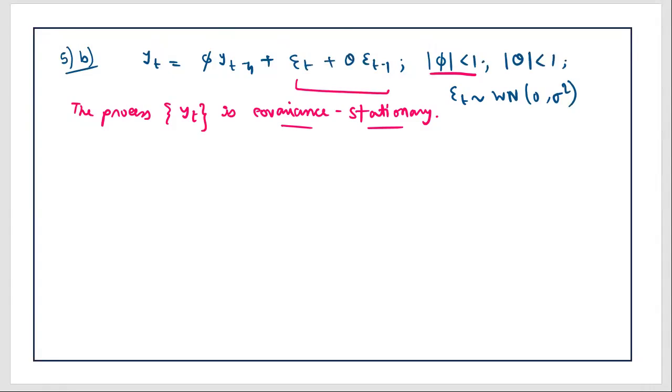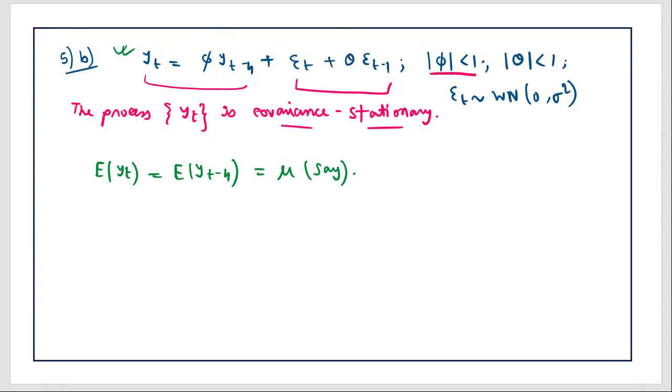So an MA process is always stationary, whatever the lag is, and this AR portion is stationary only when mod phi is less than 1. That is why the entire process becomes covariance stationary if the phi parameter has an absolute value less than 1. Now, if this is covariance stationary, we can say that the expected value of Yt is exactly equal to the expected value of Yt minus 4. Suppose this value is mu. This is the first step.